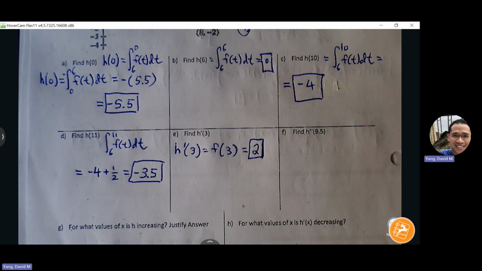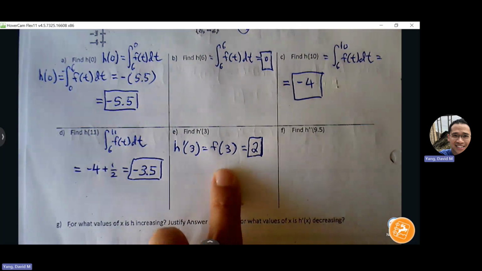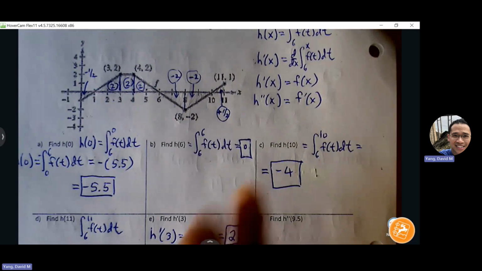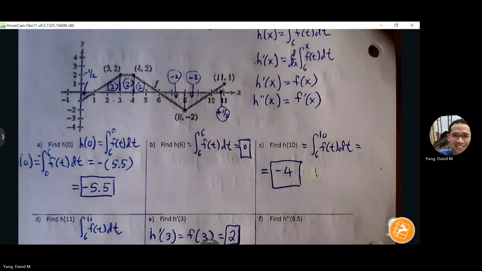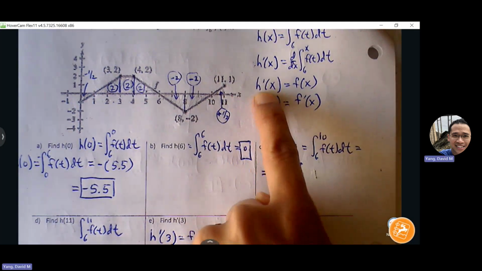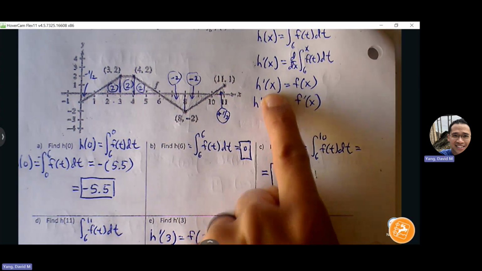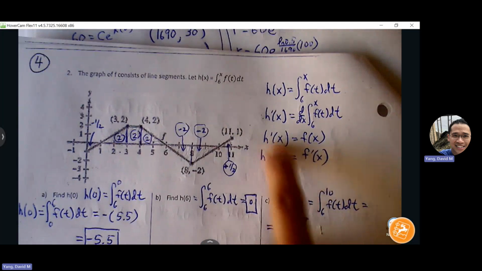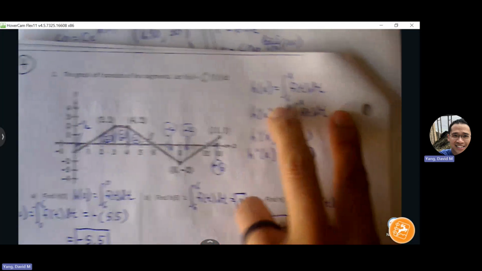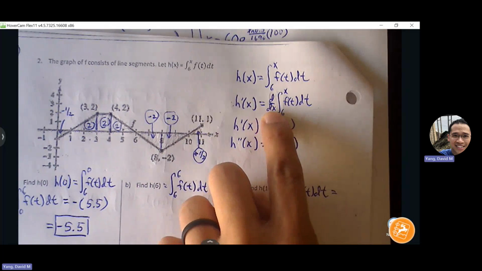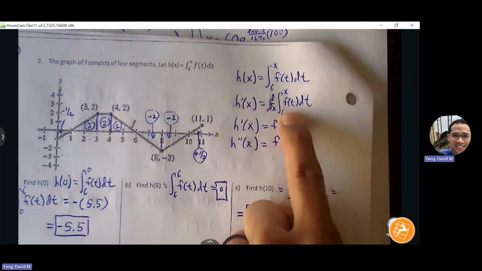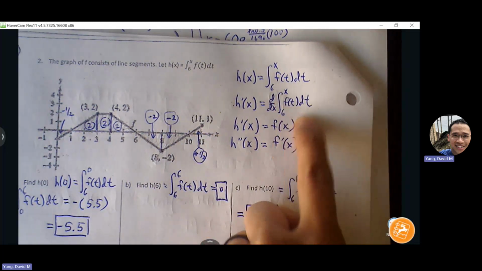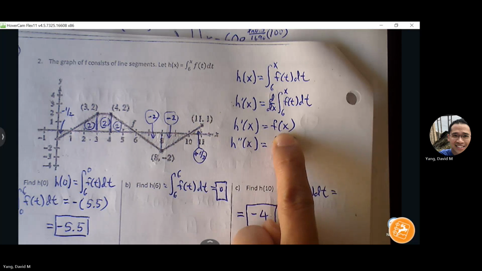So for E, you just plug in the 3 for T. Yes, because I know that H prime of X is F of X. So it's like the F of X and F of T function the same? Well, because we went through the second theorem, which says plug the upper bound into the variable, so this becomes F of X times 1, so it turns to F of X.